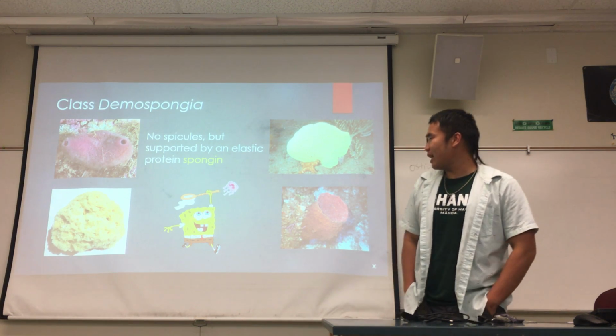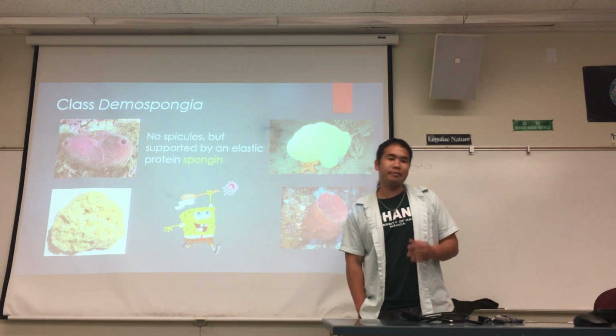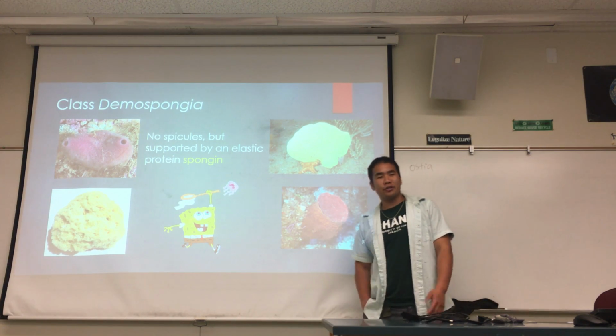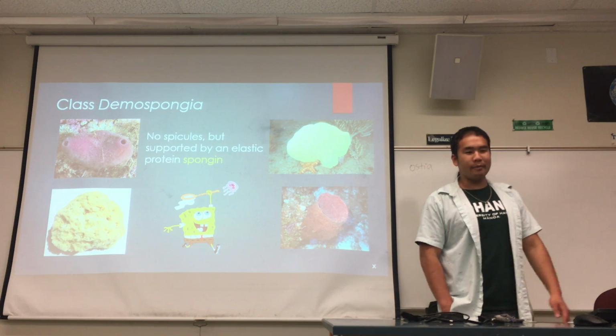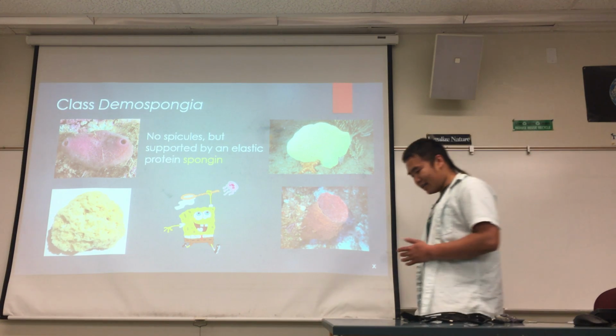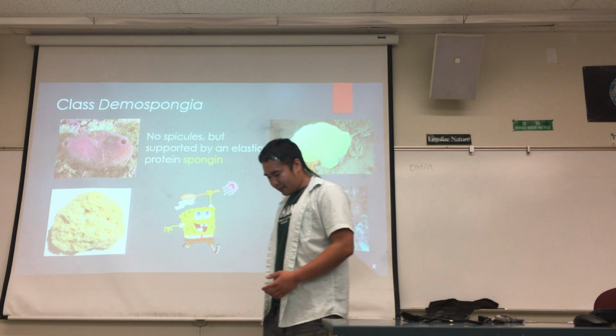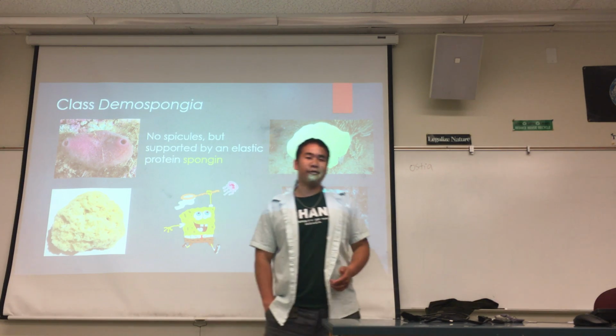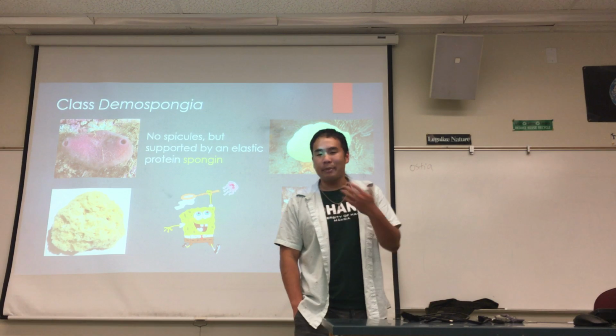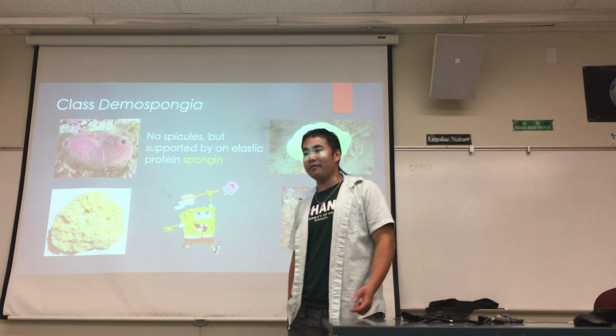Okay, so yeah, they have an elastic protein called spongin. That's what makes them spongy. And I'm not completely sure what the purpose of being spongy is, but it doesn't really matter. The important part is that it has choanocytes that can suck in water. It's going to do filter feeding on it, and then it's going to expel it through the oscula at the very top.